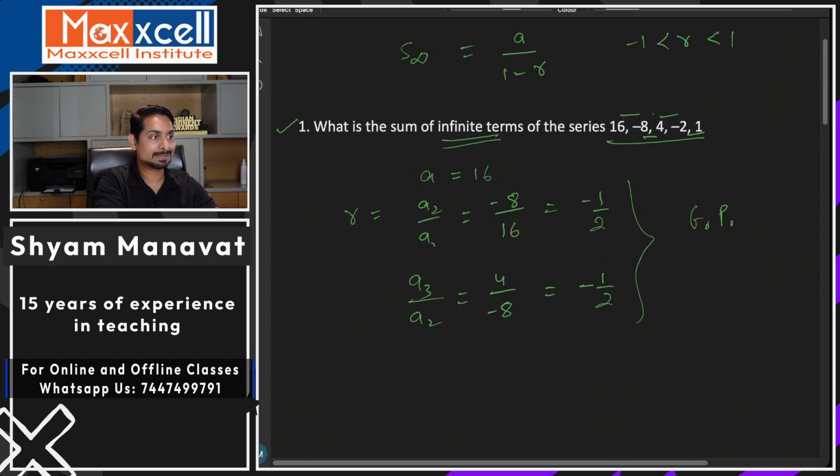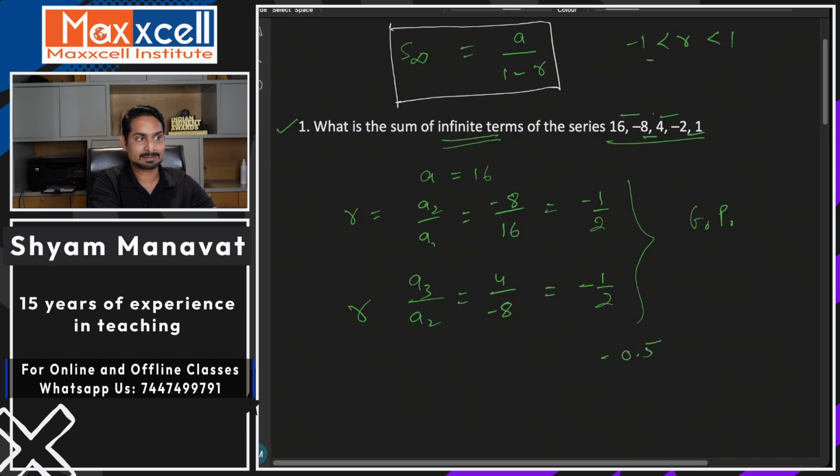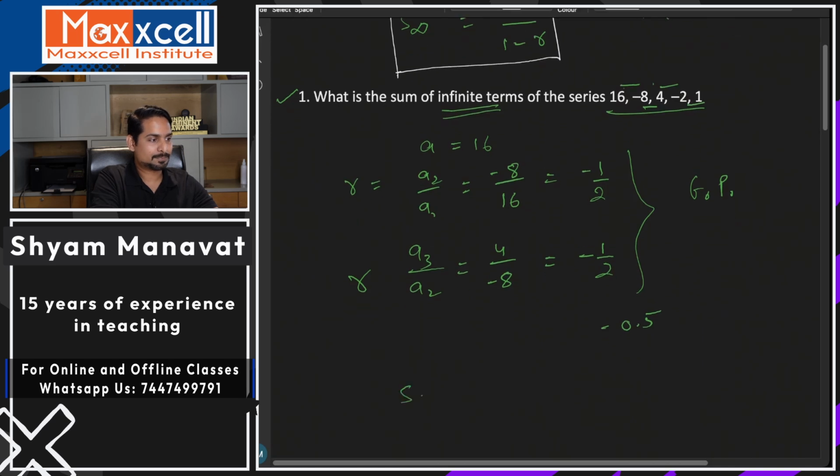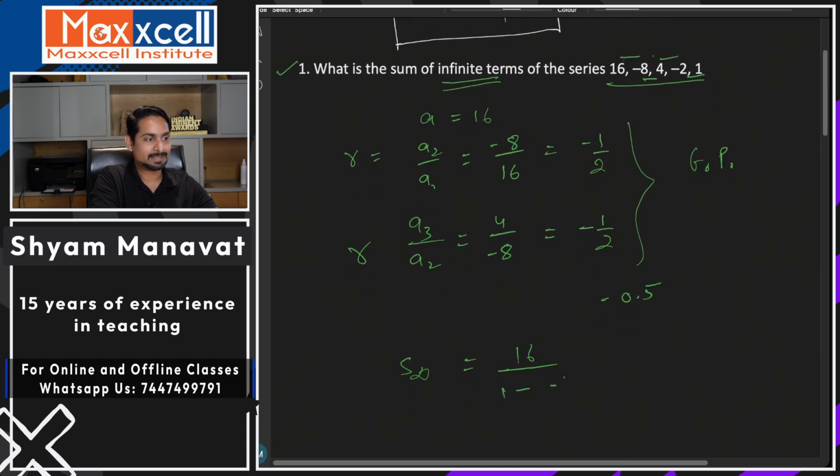What is the formula? The formula is simple. Here is the formula. And you can also see the common ratio. The common ratio is what? -0.5, which is in this range, correct? In that case, we can apply the sum of infinite terms here, which is the first term, 16, over 1 minus the common ratio, which here is -half.